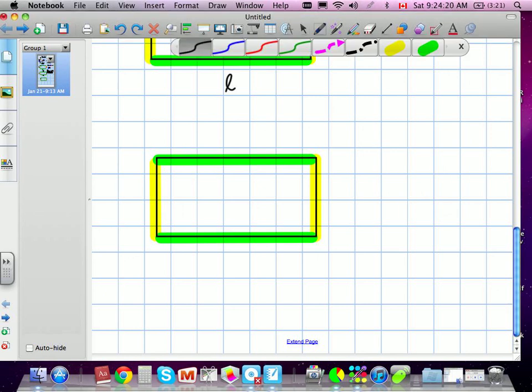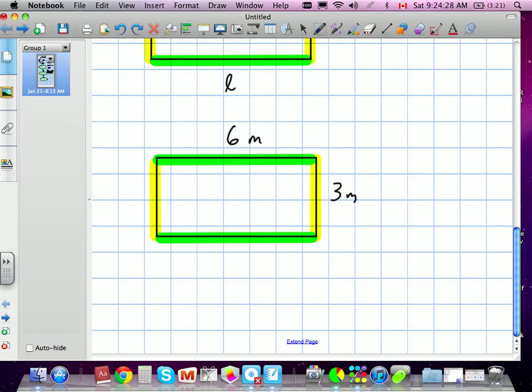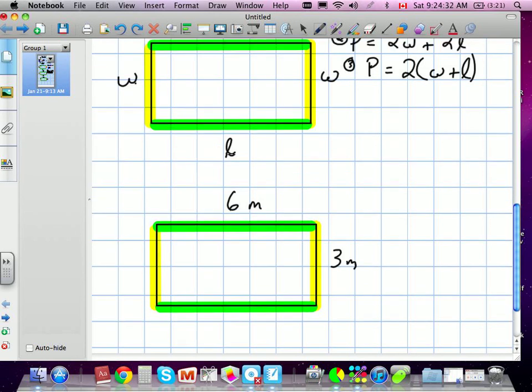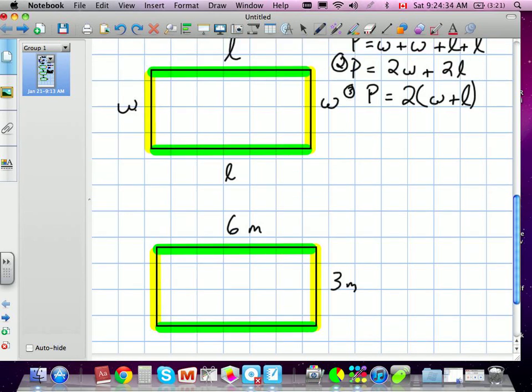Now, according to what we have above, we have 3 different formulas we can plug this into, right? We can go into our first formula, which is W plus L plus W plus L. So what is our 3? Is that our length or our width?